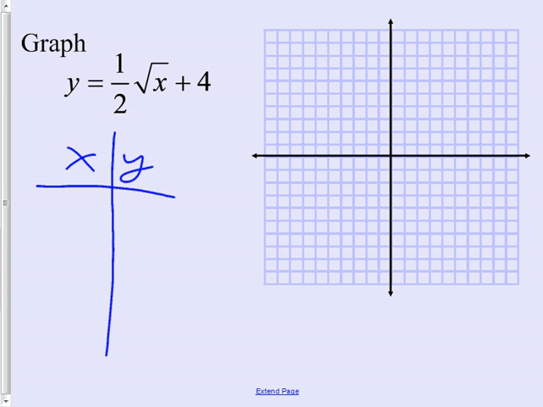Okay, I'll pause for a second. You guys work on this chart. Try to get me at least 3 points, hopefully 4 or 5 points. XY table. Go ahead.